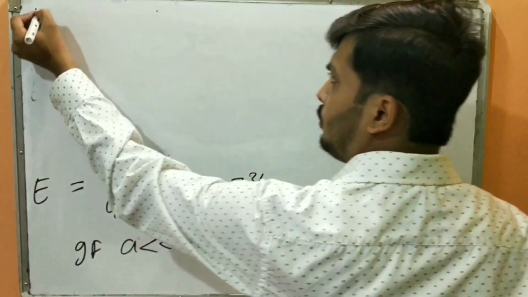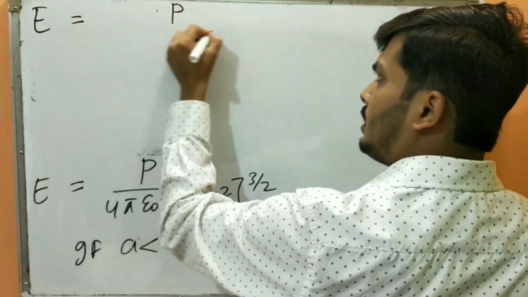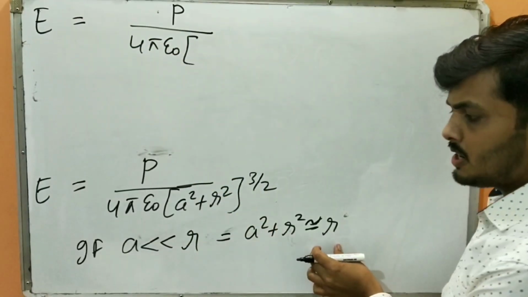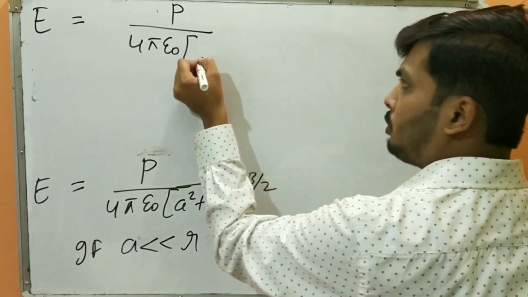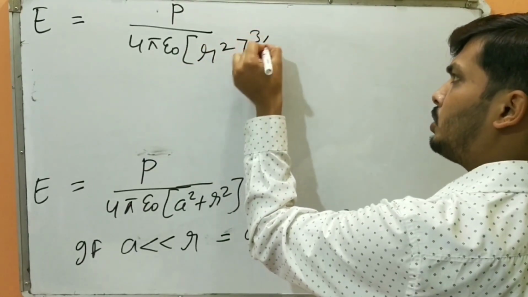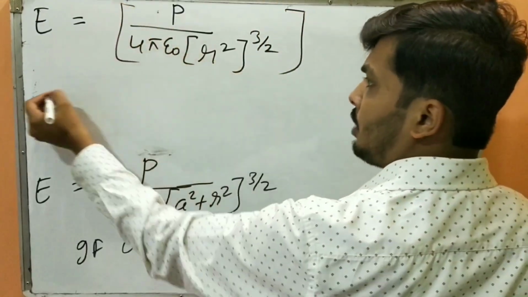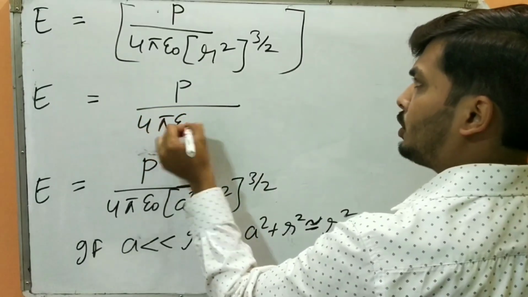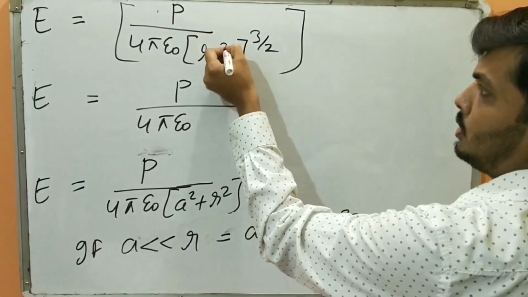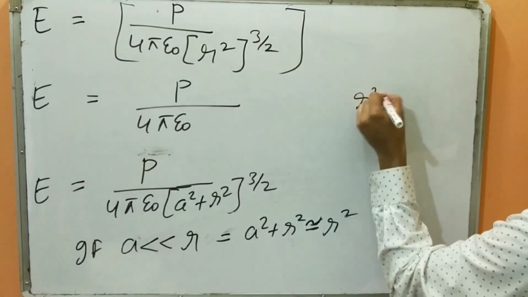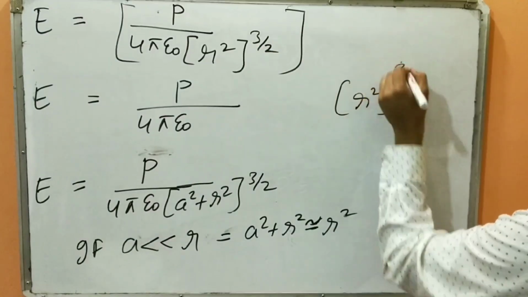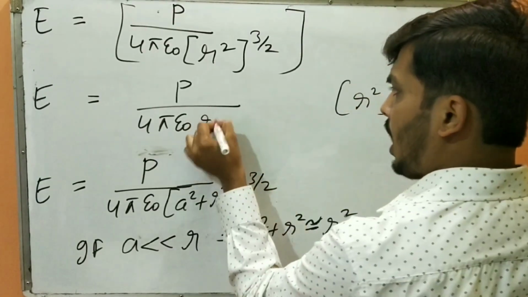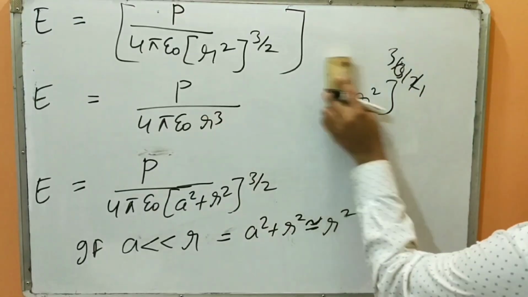So again go on solving. E equals P divided by 4 pi epsilon naught. Now what I have done: a square plus r square is nearly equal to r square. So this will be r square to the power 3 by 2. Now again go on solving this. P divided by 4 pi epsilon naught. Now look here, 2 3s are 6, and 6 divided by 2 will be 3. So this will be r cube. Clear? Are you understanding?